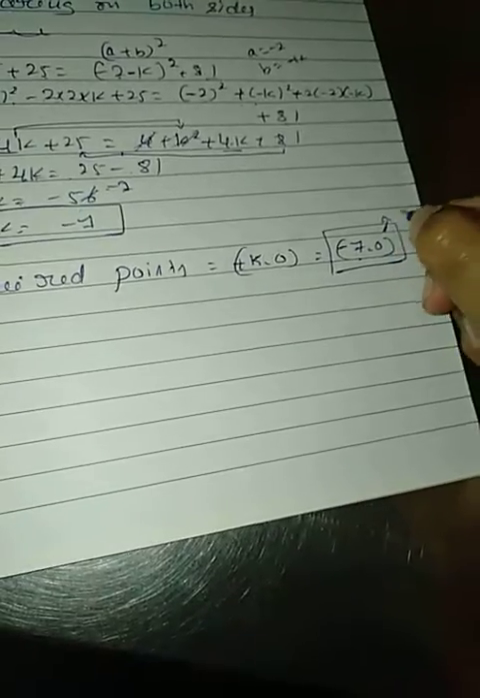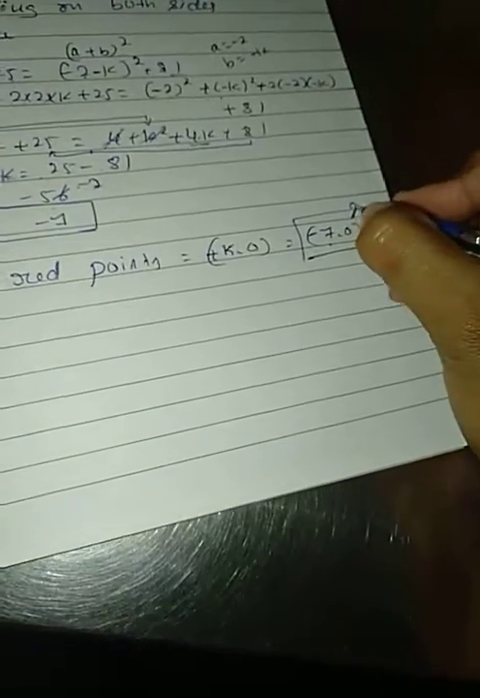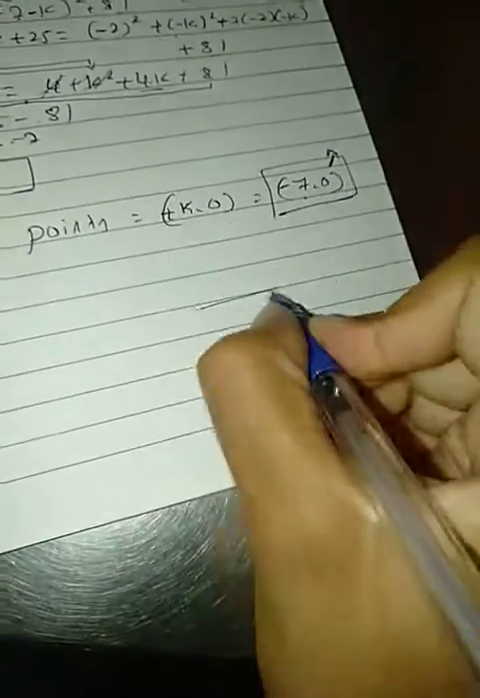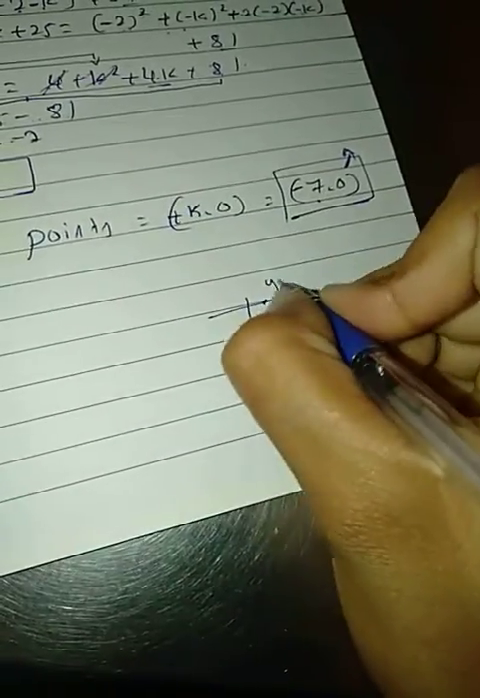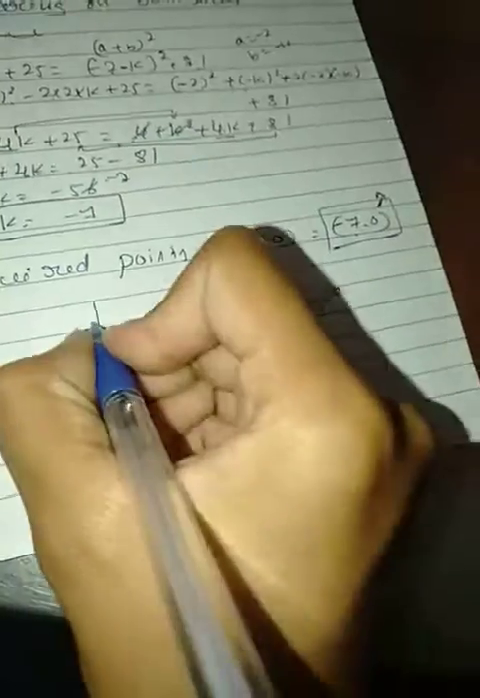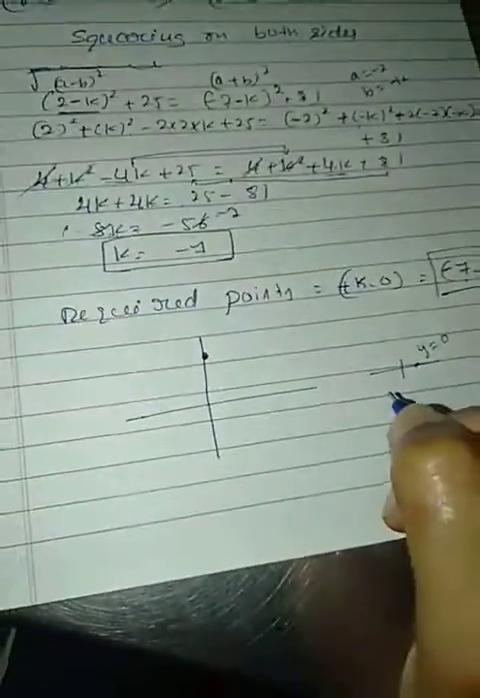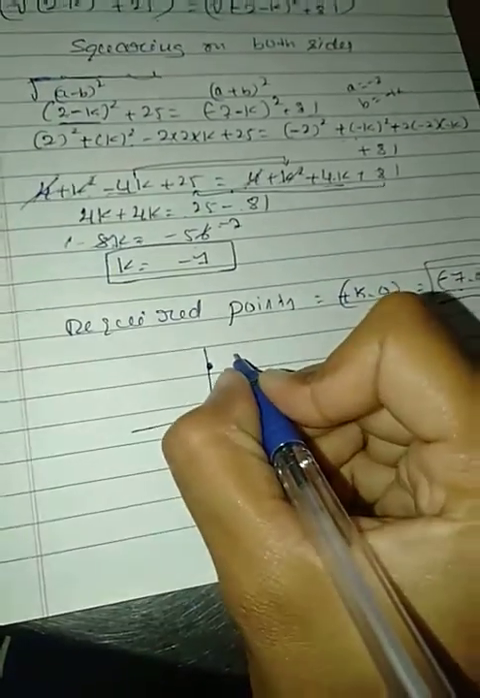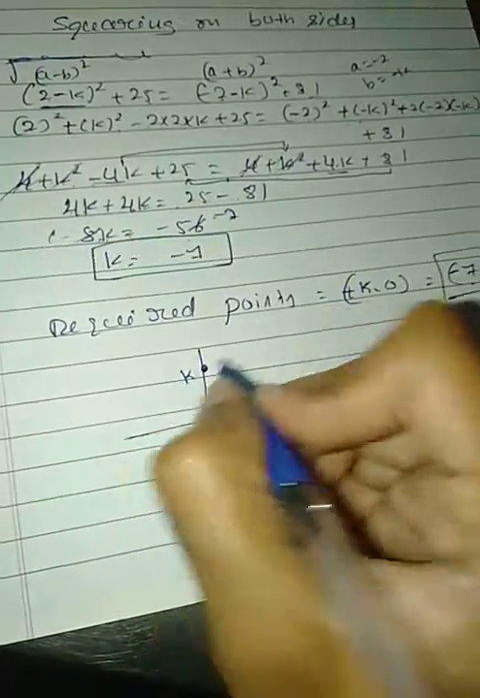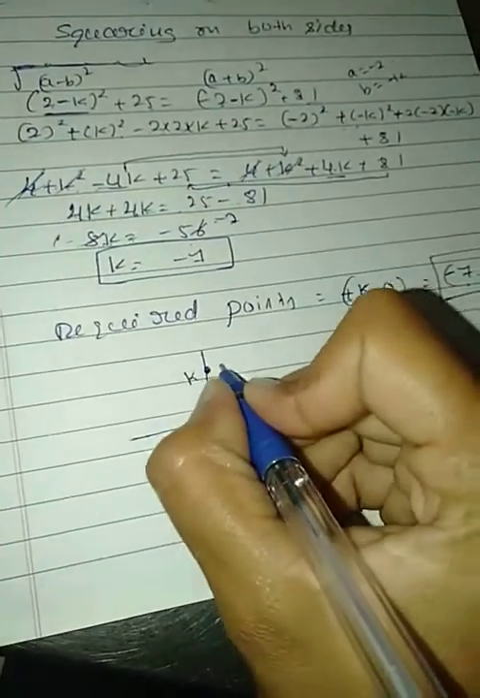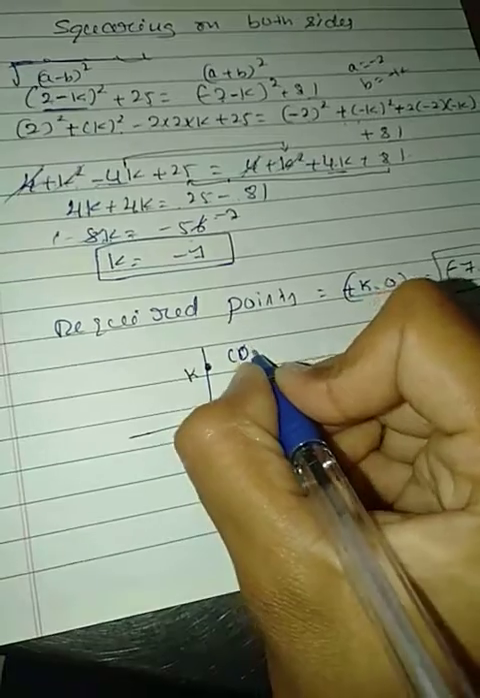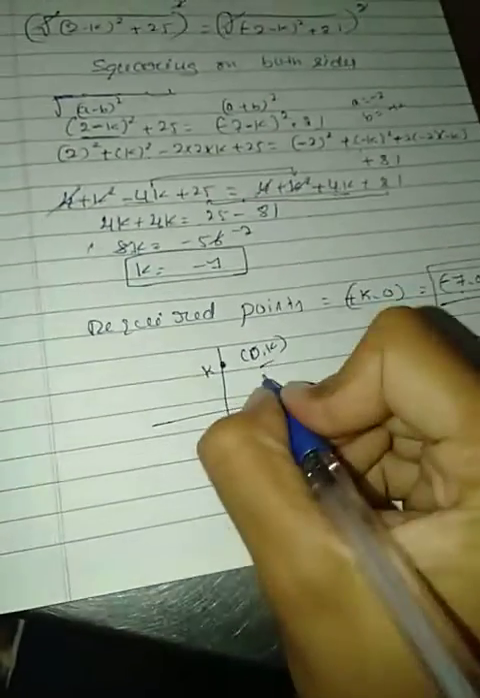Here the y coordinate is 0. Remember that if any point lies on the x-axis, the y coordinate should be 0. If the point lies on the y-axis, then the x coordinate is 0. For example, if you take it as k, and the x coordinate is 0, that is (0, k). Okay.